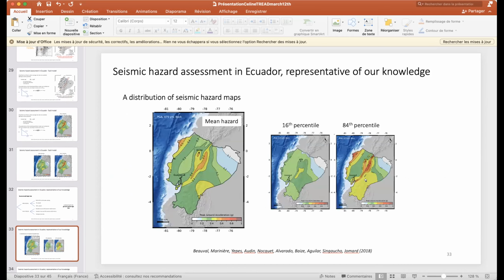So we obtained a distribution of seismic hazard maps, more than 300. Here are displayed the mean and the 16th and 84th percentiles. So the uncertainties on the source model and on the ground motion model have been propagated up to the hazard estimates. The idea in Ecuador and elsewhere is that these hazard maps may be used by the Ecuadorian authorities to update the building code.